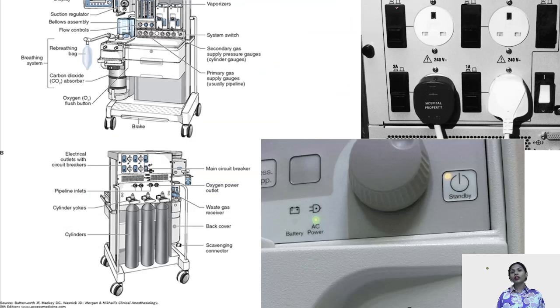Having a look, we have your electrical circuits. These are generally present on the back of the machine. Okay, like this is the master switch you can have. Then you have electrical circuits which are meant to give electrical outlets to your anesthesia monitors.